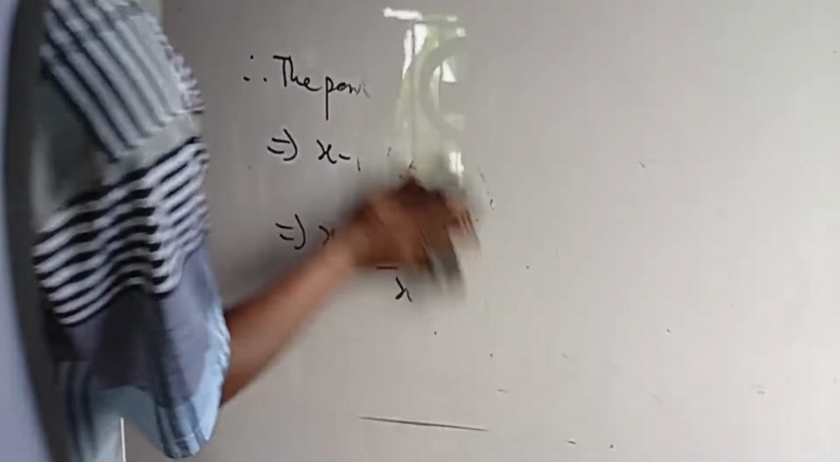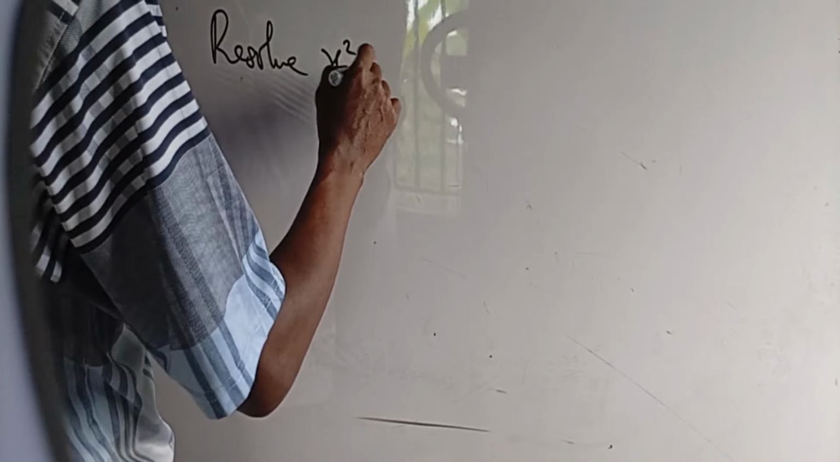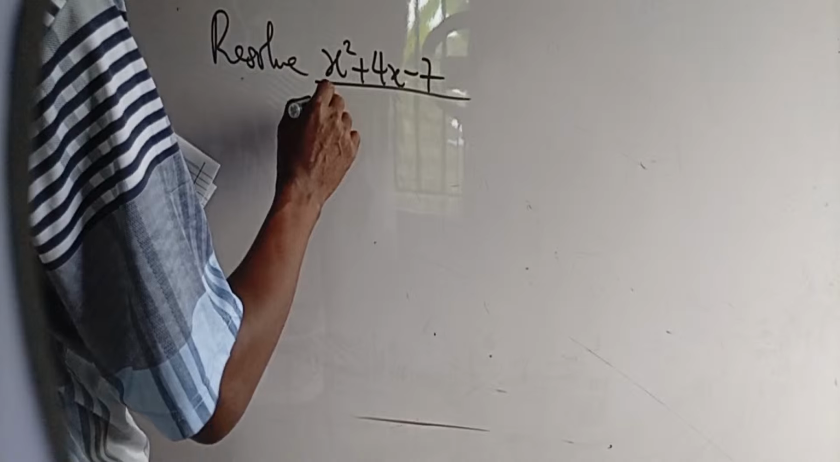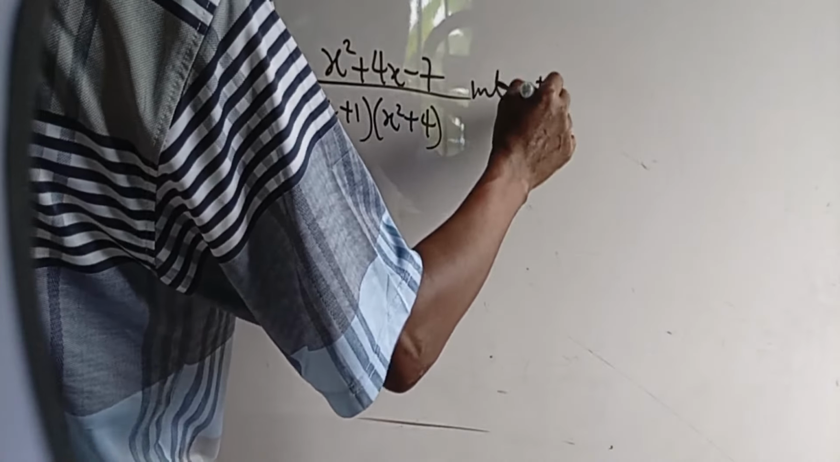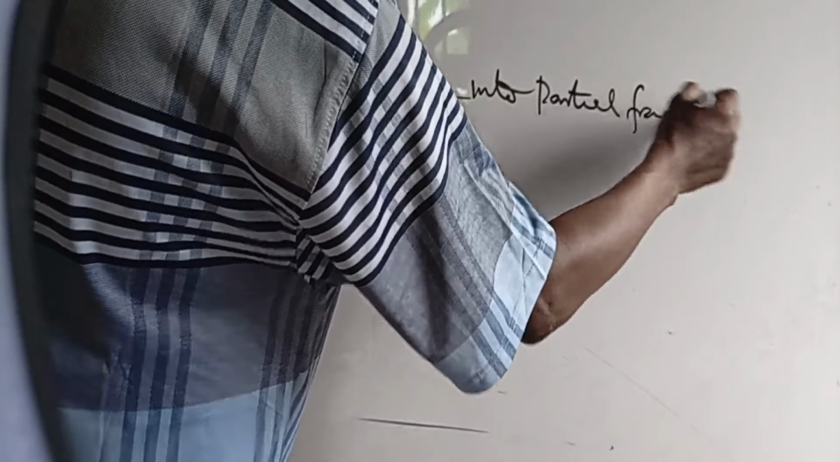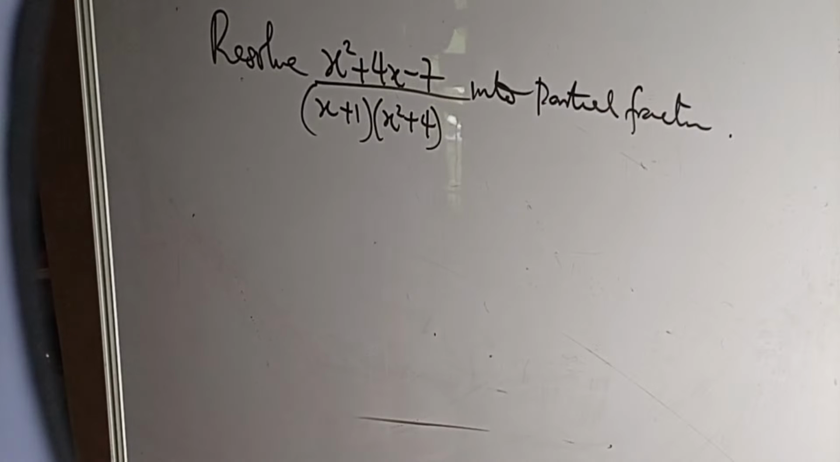Now, let's look at another question. We are going to consider all the questions that are relevant to the rules, so that we understand the rules better. Okay, this is another question. Problem 3. Resolve x squared plus 4x minus 7 all over x plus 1 into bracket x squared plus 4 into partial fraction.